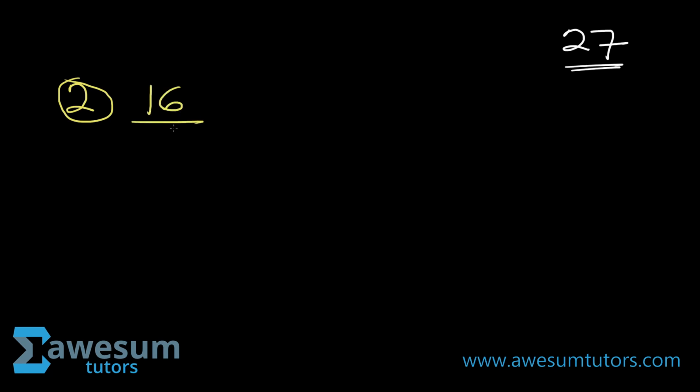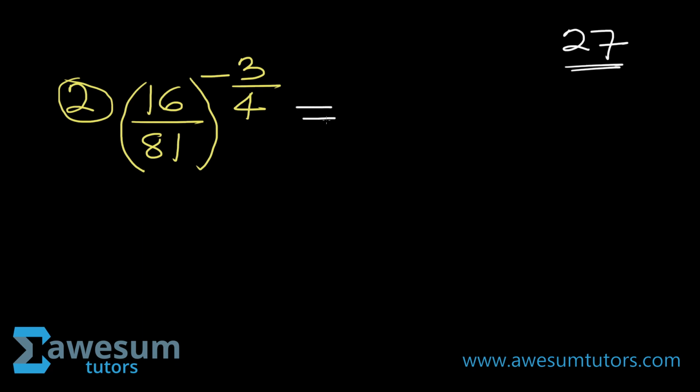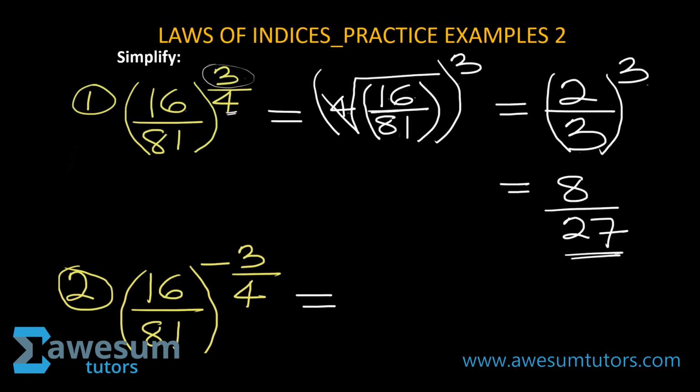16 over 81, everything raised to the power of negative 3 over 4. If you take a look at this problem set, you realize that it's pretty much the same as the first problem set, except that you have a negative right here.